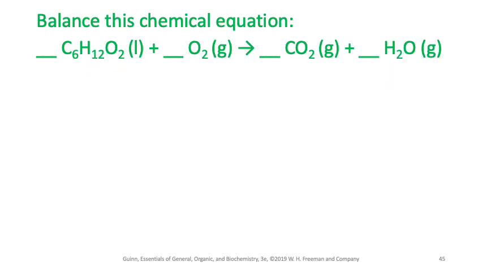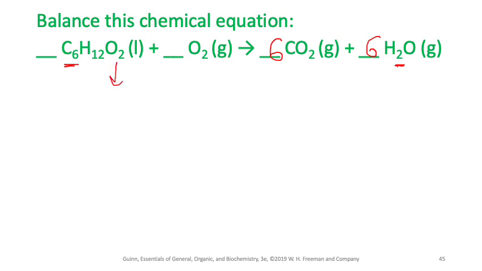Let's try to balance this chemical equation, right? You have 6 carbon on the reactant side, you have just 1, put 6 over here. Now let's balance hydrogen. You have 12 hydrogen on the reactant side, you have 2 hydrogen on the product side, put 6 in the front as the coefficient. So now you have 12 hydrogen. So we balanced carbon and hydrogen.